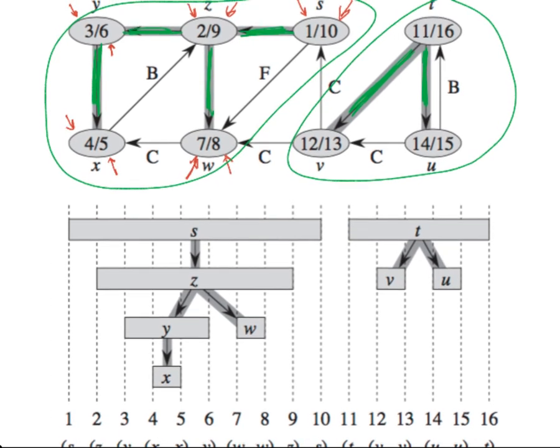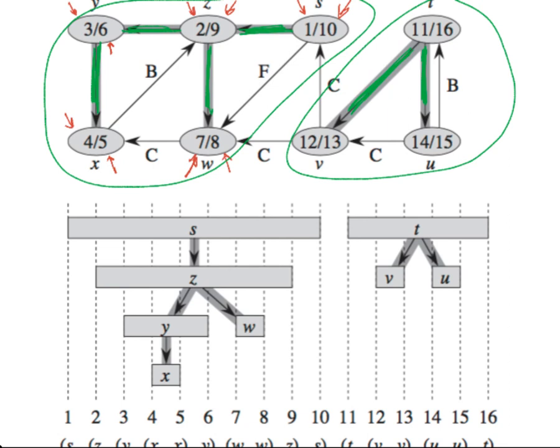Made that just a little bit too big. Let's look at S. S has a start time of 1 and a finish time of 10. So we can mark that on a timeline. S goes from 1 to 10, and we can denote that with a box.